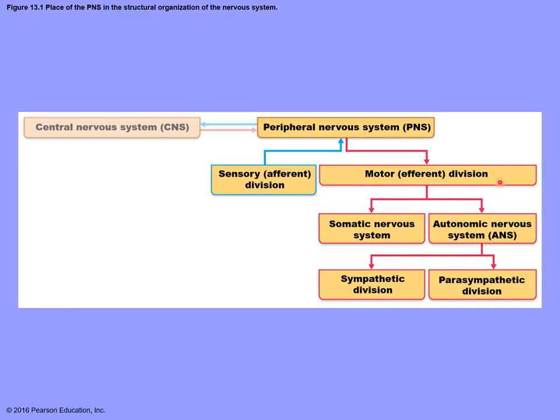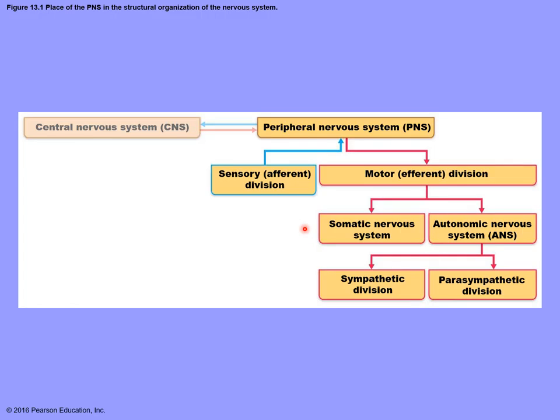The motor is going to be the response. So it's coming from the central nervous system, and that information is moving away towards the extremities. Typically, it's giving the information of this is what you have to do. So it's the response. The motor division itself is then divided into the somatic nervous system and the autonomic nervous system, and we're going to talk about all of these.